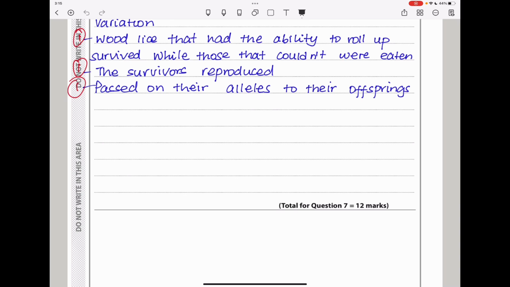This is the end of question 7, and it brings us to the end of this section, which is part 2 of the paper.